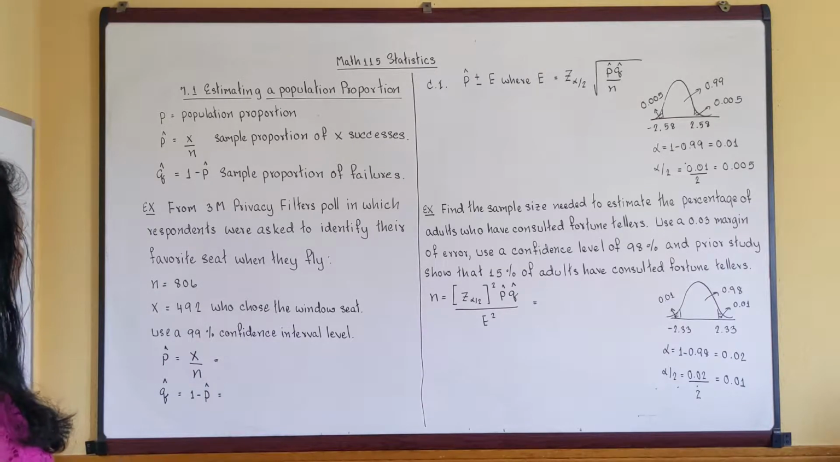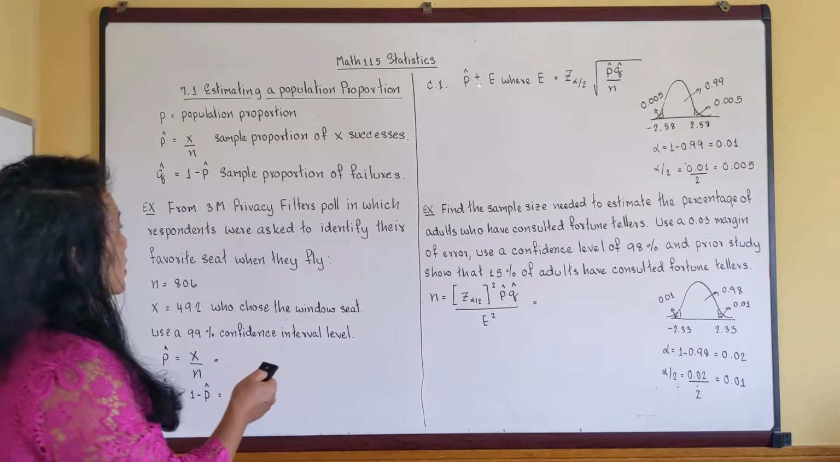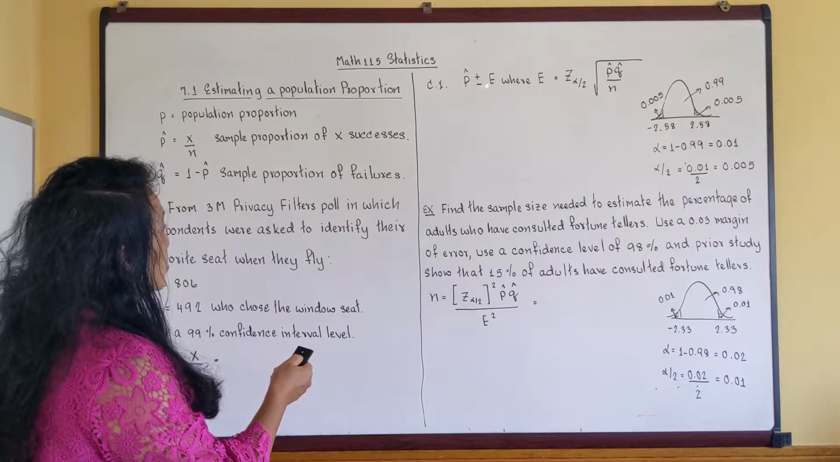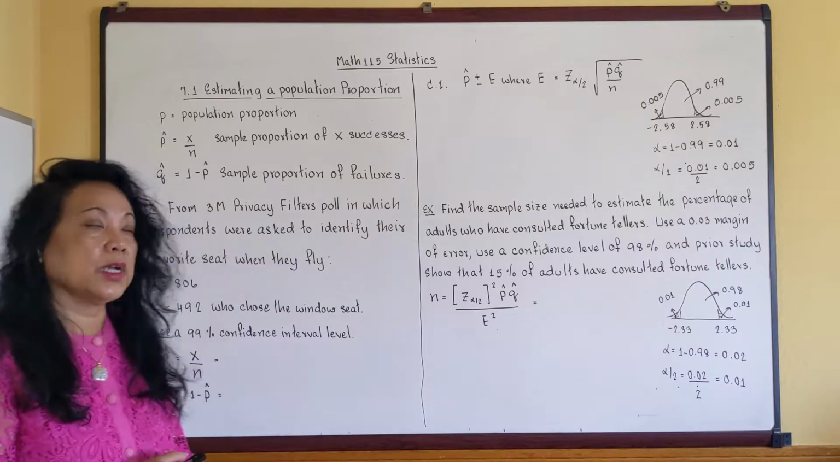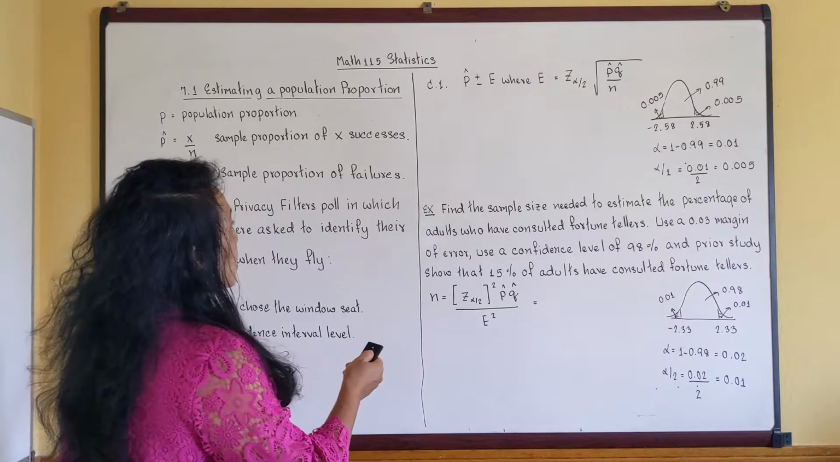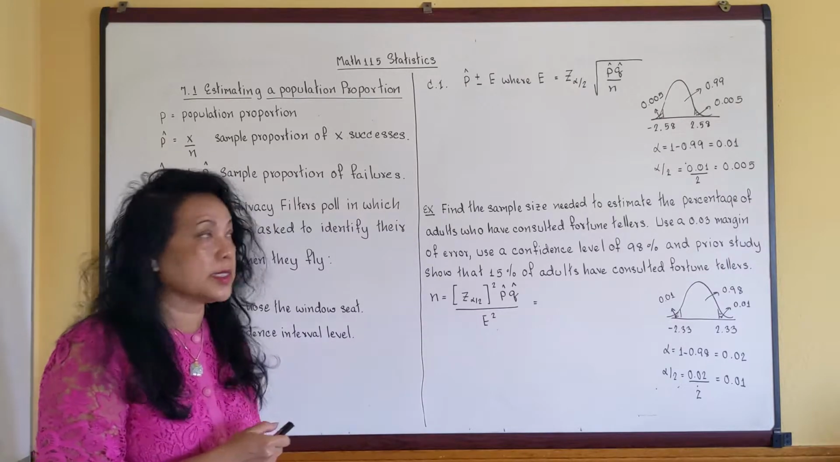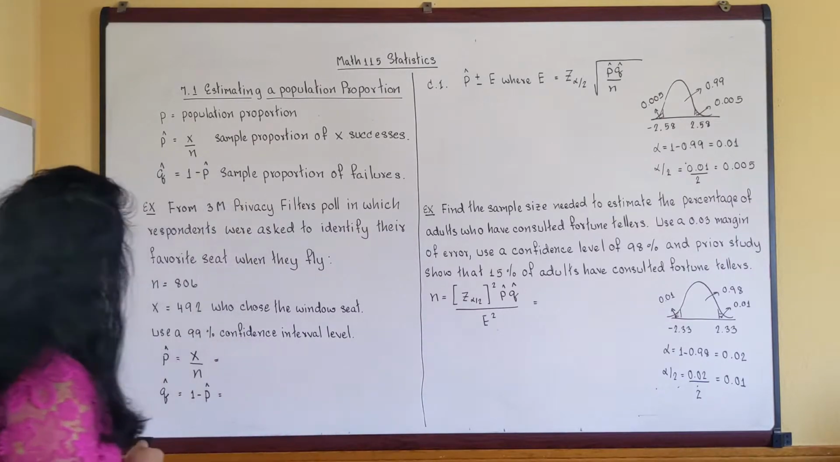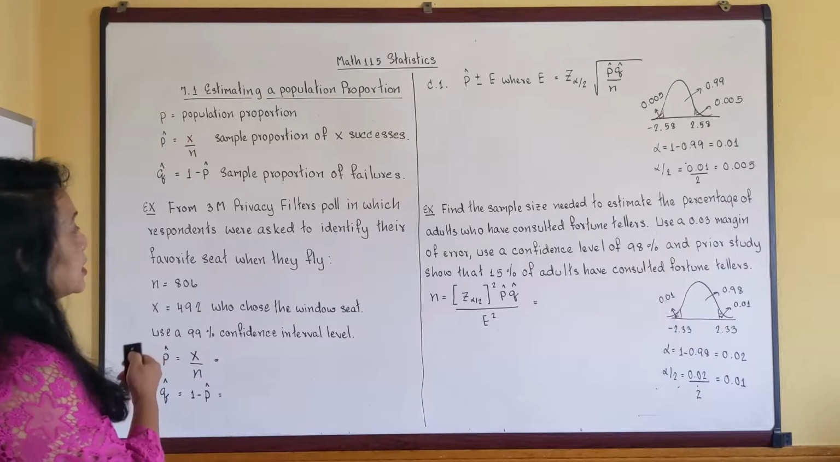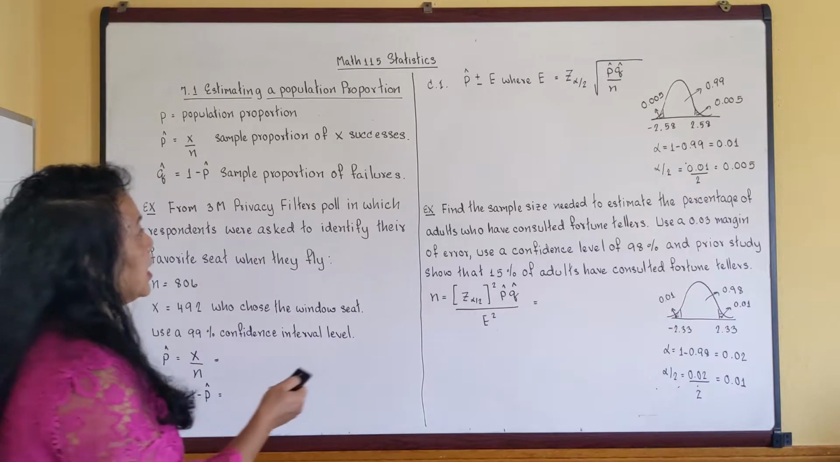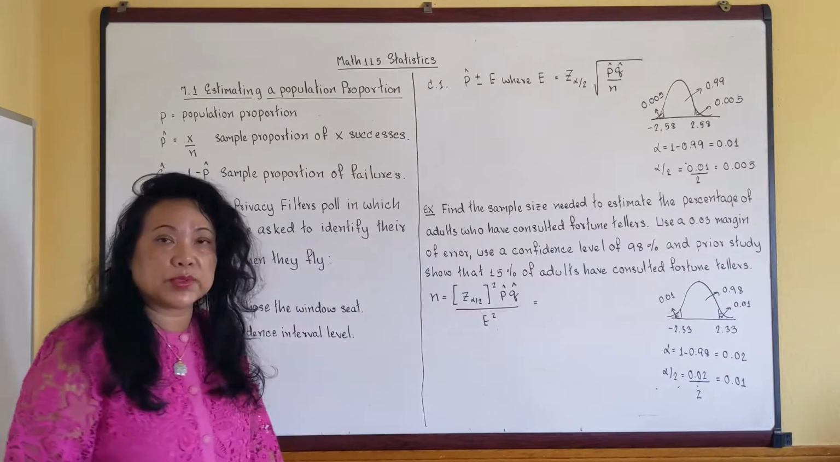The formula for the confidence interval is p hat plus or minus E. E is the margin of error, where E is z alpha over 2, this is the z-score on the right, times the square root of p hat q hat over n. P hat, I already explained how to get, is x over n. Q hat is 1 minus p hat. n is the sample size.